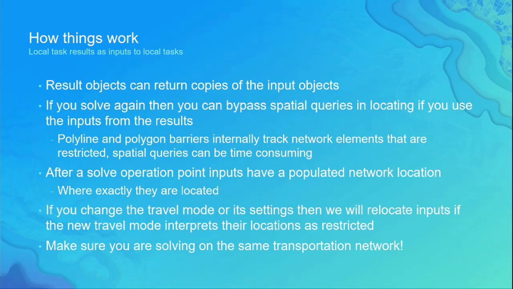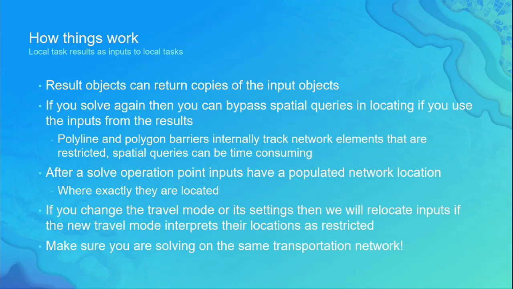So what I did was I took copies of those facilities from the closest facility task. The first time I solved, I took those result facilities because now they've been spatially located. I know where they're at on the network. And for all subsequent solves, I fed those back in, and the solve time dropped in half because I could bypass 200 some spatial queries trying to find where everything was located again.